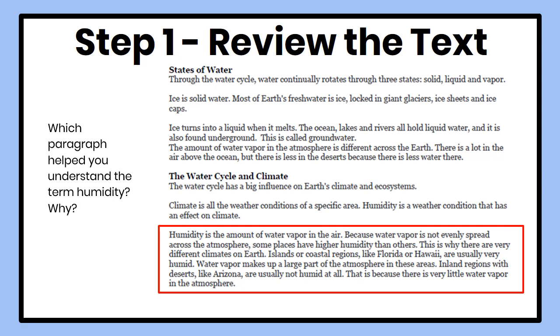Humidity is the amount of water vapor in the air. Because water vapor is not evenly spread across the atmosphere, some places have higher humidity than others. This is why there are different climates on Earth. Islands or coastal regions like Florida or Hawaii are usually very humid. Water vapor makes up a large part of the atmosphere in those areas. Inland regions with deserts like Arizona are usually not humid at all. That is because there is very little water vapor in the atmosphere.